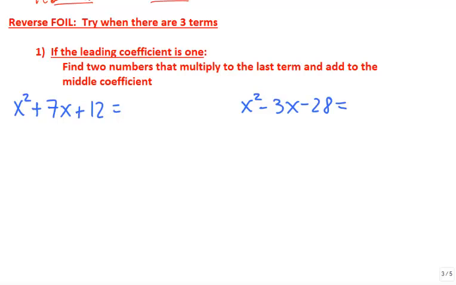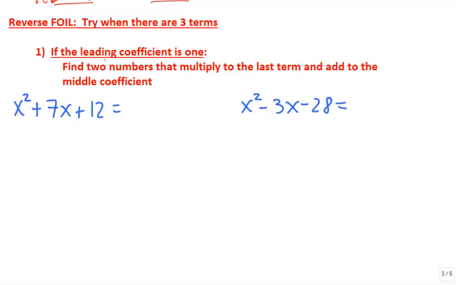After you've pulled out a GCF, or if there isn't even a GCF, the next thing you want to do is count how many terms are in your polynomial. If there are 4 terms, then we try grouping. If there are 3 terms, then we're going to try reverse FOIL. And this is kind of a tricky process here. So we're going to start easy and work our way harder.